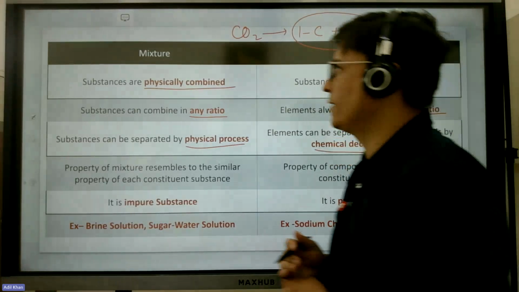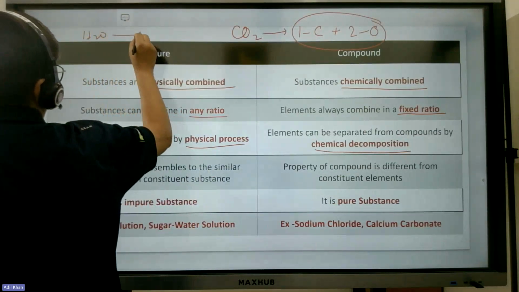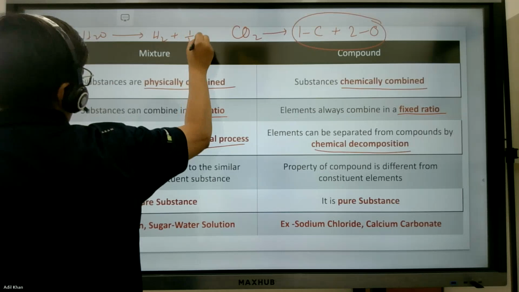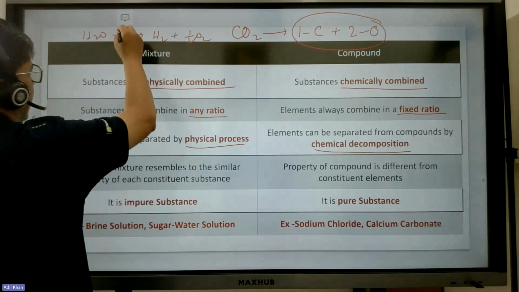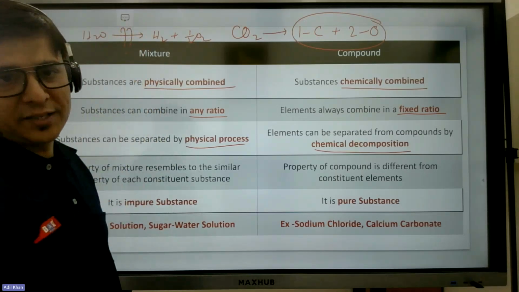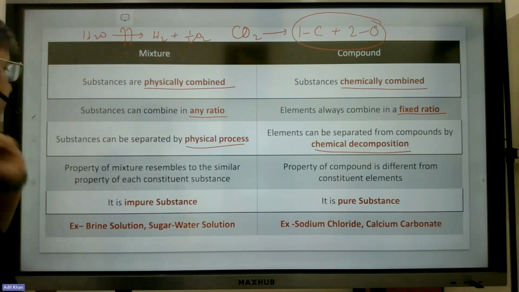For example, when you take water, you can't just tell water, buddy, I don't want you to be together. Hydrogen, you come out, and oxygen, you please leave. It will not happen simply like that. You have to apply some conditions there. That is known as the chemical decomposition method. So you cannot simply do it.